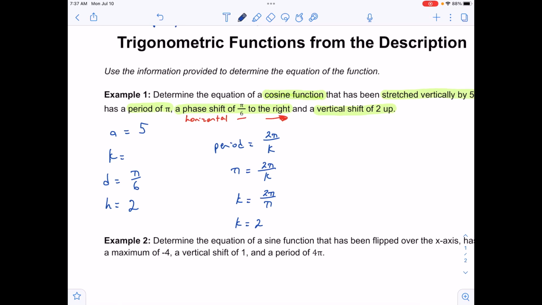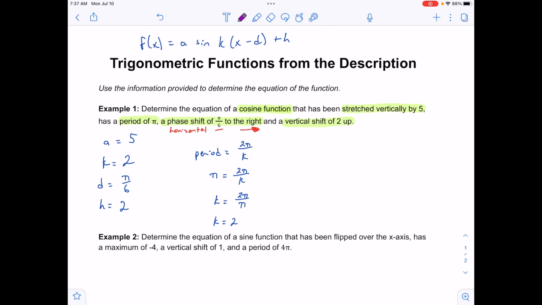Okay, and that makes sense, right? A period of pi means that it takes half the time to get to the end of the first cycle as compared to a normal cosine function. A normal cosine function takes 2 pi to get there. This only takes pi. We're working at double speed. Okay, our k value is going to be 2. So we can write our final equation here. F of x will be 5 cosine of 2(x minus pi over 6), all plus 2.